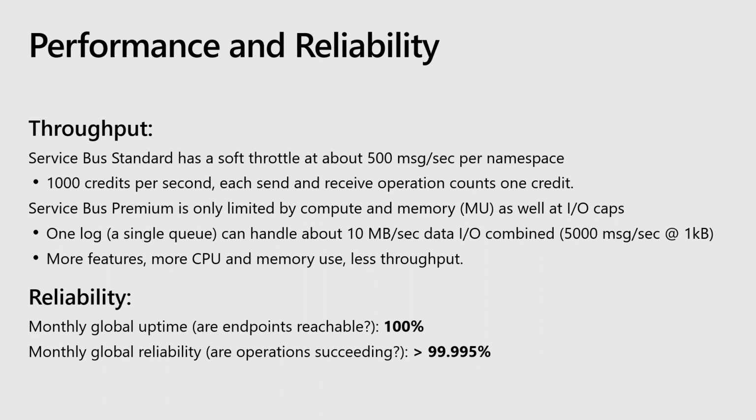Service Bus Premium is really only limited by how much capacity you are allocating, and if you're hitting your CPU limit on your MUs, well, you're getting throttled because of that. The way you can deal with that is you can upgrade the number of MUs, and you can go up to 16 MUs, 16 cores that are associated with your namespace, and that creates a pretty big cluster. Every single core can do about 10 megabytes a second of data I/O combined. 5,000 messages a second at 1 kilobyte per message if you do things right.